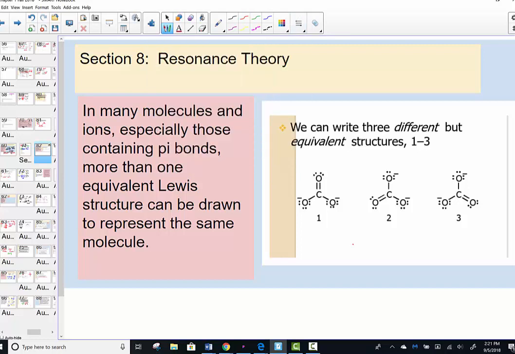There are many molecules and some ions, polyatomic ions, especially those that contain pi bonds. Remember, that's just code for saying double or triple bonds. More than one equivalent Lewis structure can be drawn to represent the same structure. We look at a polyatomic ion, for example, called carbonate. CO3 2 negative is the polyatomic ion called carbonate.